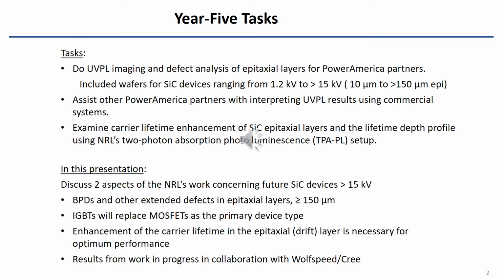We have 3 tests for Year 5. The first 2 have to do with doing UV-PL imaging and interpreting the defects from the pictures. The first one is if we're doing the work ourselves with our UV-PL setup. We're also assisting Power America partners who have their own commercial systems and helping them interpret the results. The final task is looking at a setup which we've created that uses 2-photon absorption to look at the depth profile of lifetime enhancement, and we can look through very thick layers with this.